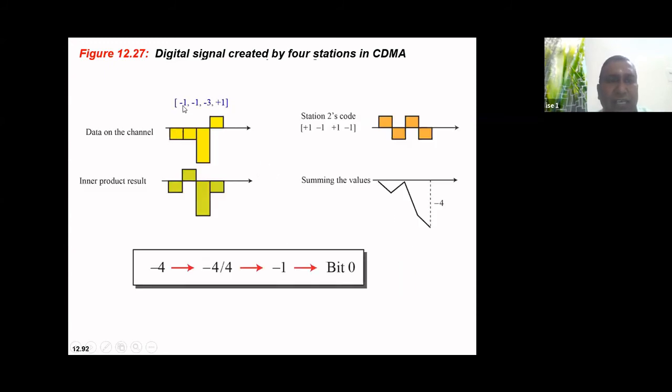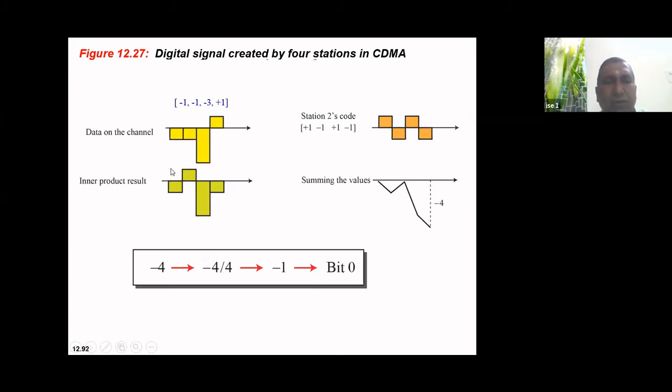So the data on the channel is -1 -1 -3 +1. So this is -1, -1, -3, and +1. This was the data on the channel. Station 2's chip code is +1, -1, +1, -1, +1, -1, +1, -1.